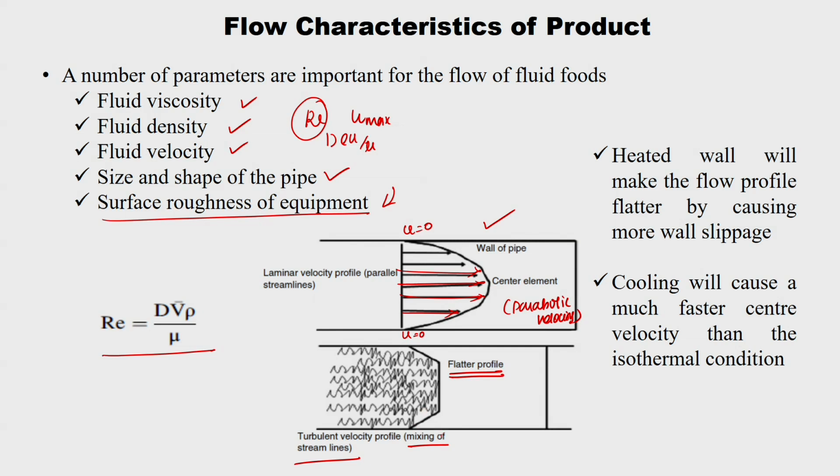Also remember, if there is cooling and heating, and the wall is maintained at isothermal condition, you would get this kind of profile. But if it is a heated or cold wall, then a heated wall makes the flow profile flatter by causing more wall slippage. Wall slippage would be more, so that you will get a flatter profile. If it is cooling, then the center velocity is much faster than in the isothermal condition. Faster center velocity in the sense, the center element is nothing but U max. So, this will be much faster than the rest of the particles.